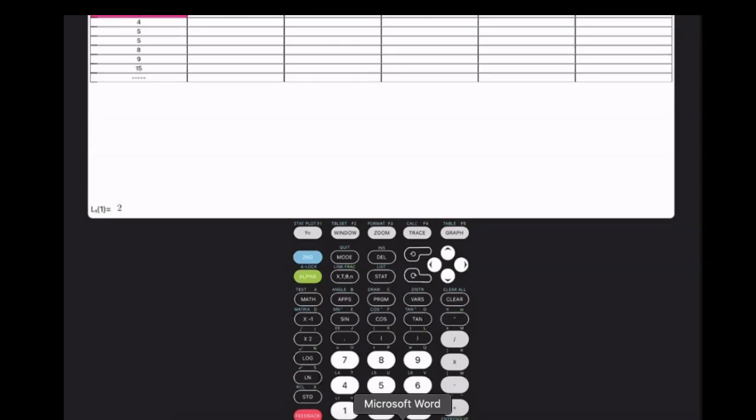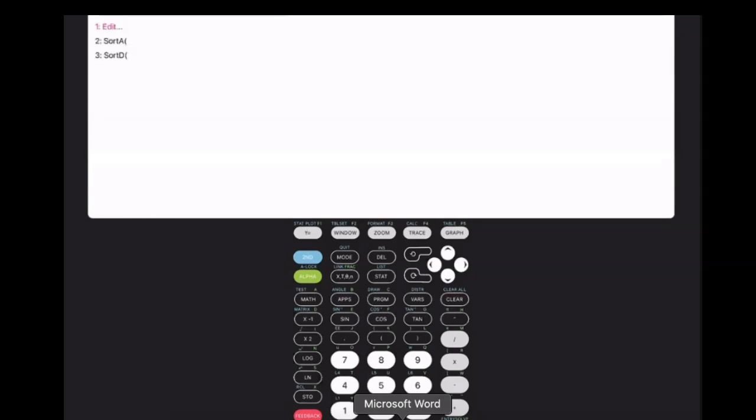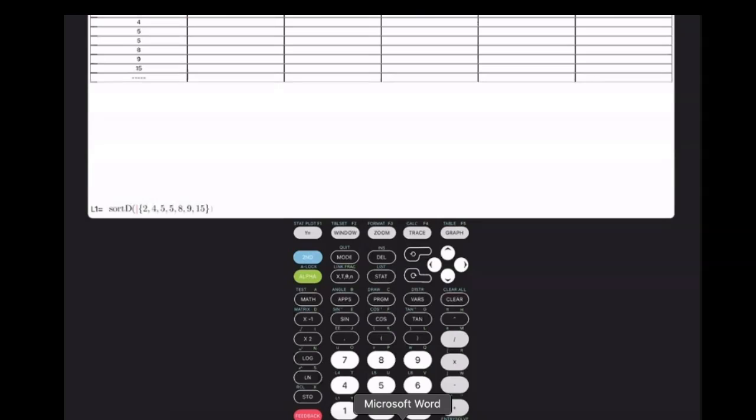So if you want to, and if you're using Calculate 84, you need to go to the top of L1, hit enter, and then go into the very front of it and then hit the stat sort. And for example, if I want to go to descending order, it'll put them in backwards order.